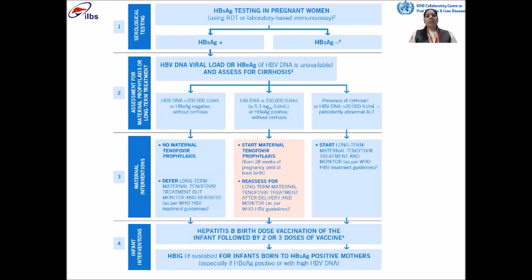In the case of pregnant women, HBsAg testing is mandatory. Serological testing, whether she is positive or negative, then we have to assess for maternal prophylaxis or long-term treatment. So based upon her HBV DNA viral load or HBsAg, we have to assess for the presence of cirrhosis, whether it is present or not. Based on it, the units mentioned in the slide are to be given, and after that we have to start the maternal interventions.